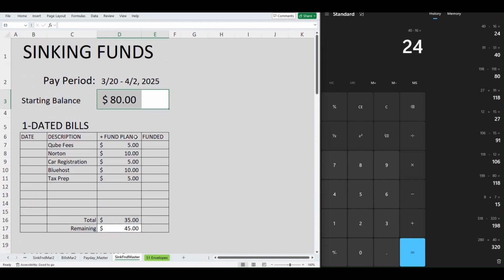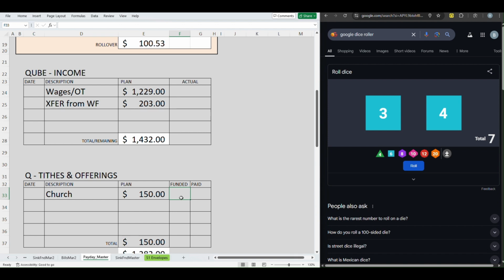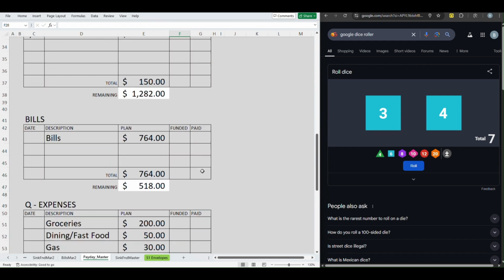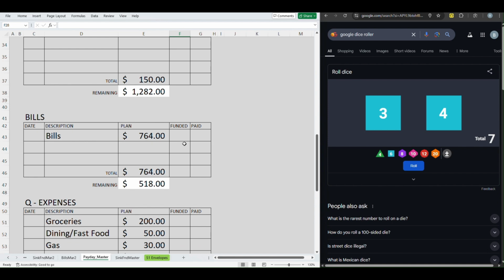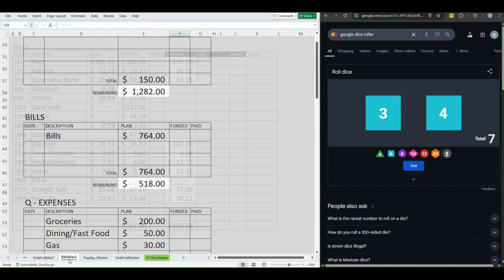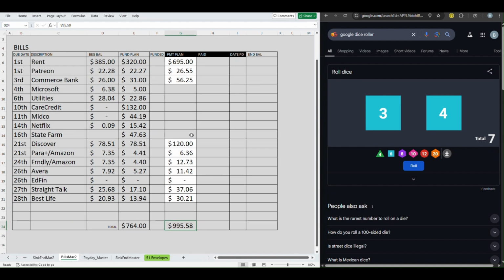The last thing I'll do is fill in some of the dates and put check marks in the ones that I have funded already, and that'll help me get a good visual of what's left to fund, what's left to pay, that sort of thing. So that way throughout the next 2 weeks, I can just take a glance at these sheets and I'll know right away what hasn't been paid so far.